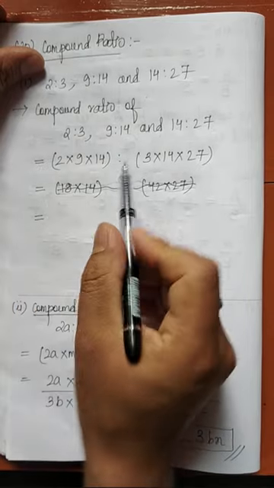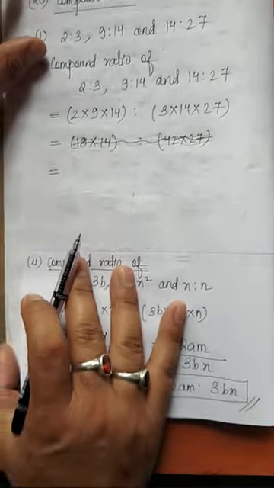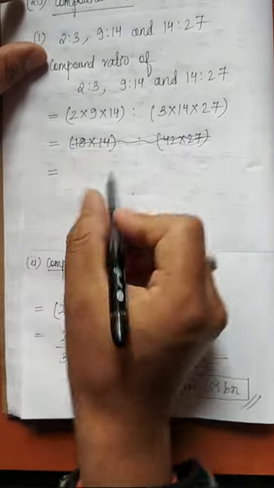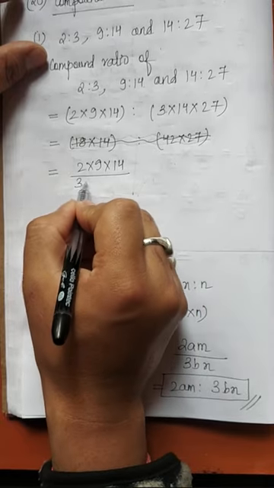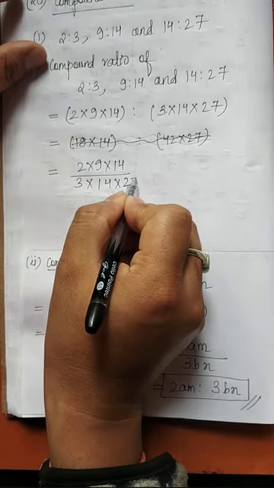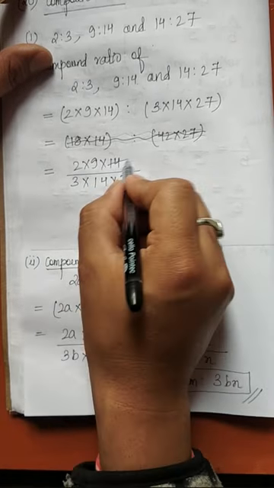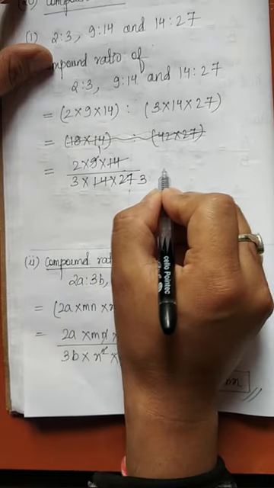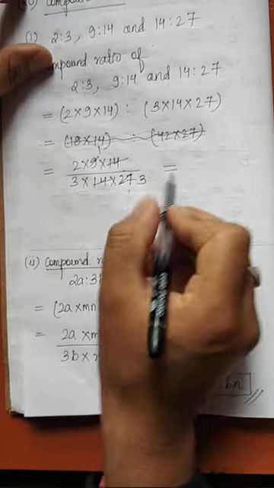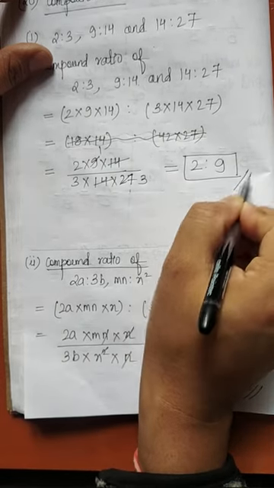So therefore, I will be getting 2 into 9 into 14 is to 3 into 14 into 27. You can find the product here also, or simply you can also write this divided by this, isn't it? So 2 into 9 into 14 divided by 3 into 14 into 27. The reason I am doing this is the calculations become very easy. 14 gets cancelled out. 9 ones are 9, 3 nines are 27. Hence the result will be 2:9. This is my answer.